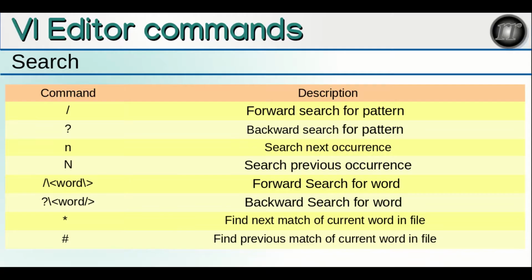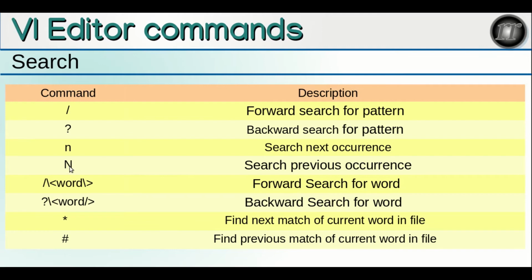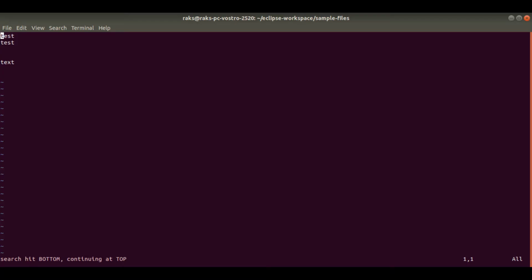So it is working in forward direction if you press small n. If you want to search in backward direction, then you will have to use question mark instead of forward slash. So question mark, and you want to search test. So this is searched. What if I press n? It will go in forward direction. If you press capital N, it will search in previous direction. You can see search hit bottom, continuing from the top.